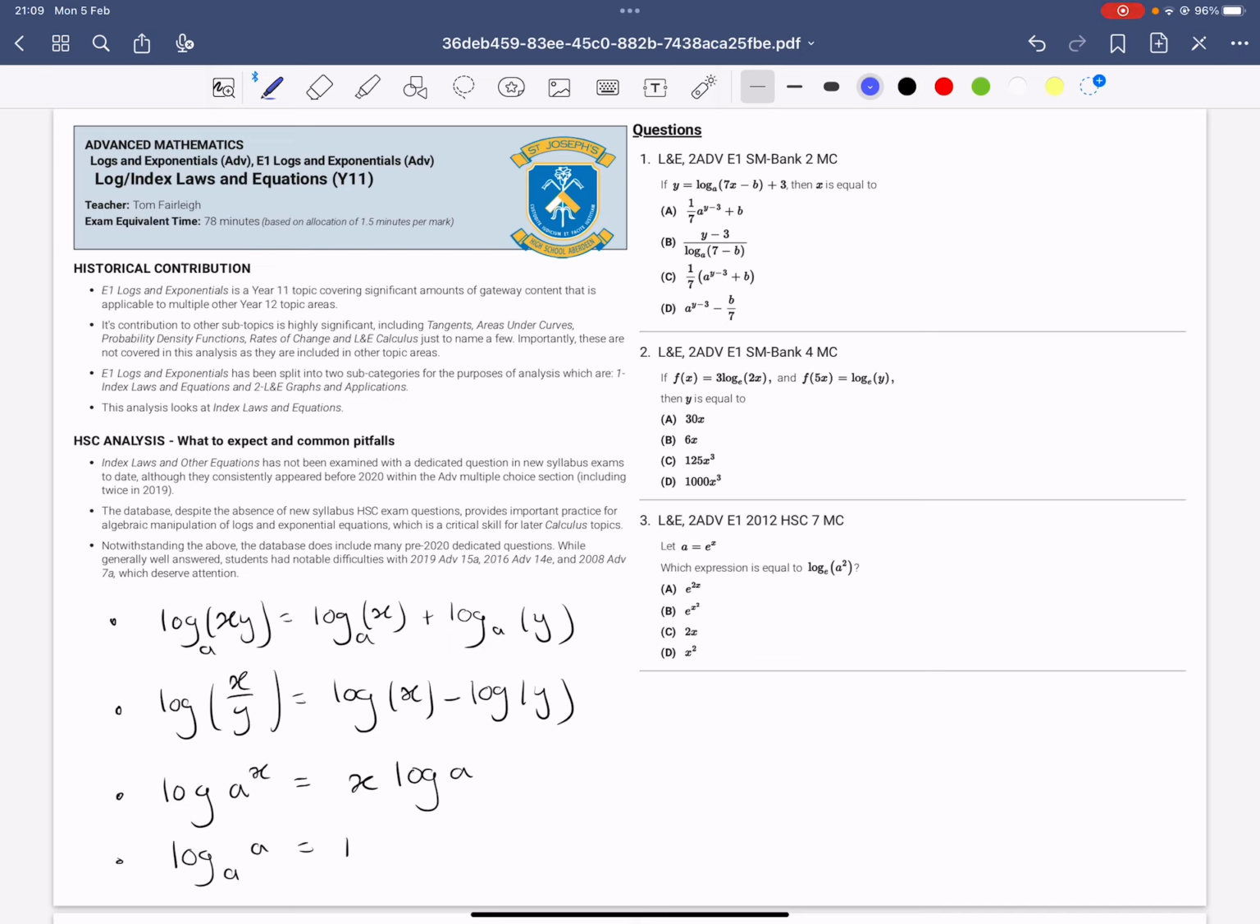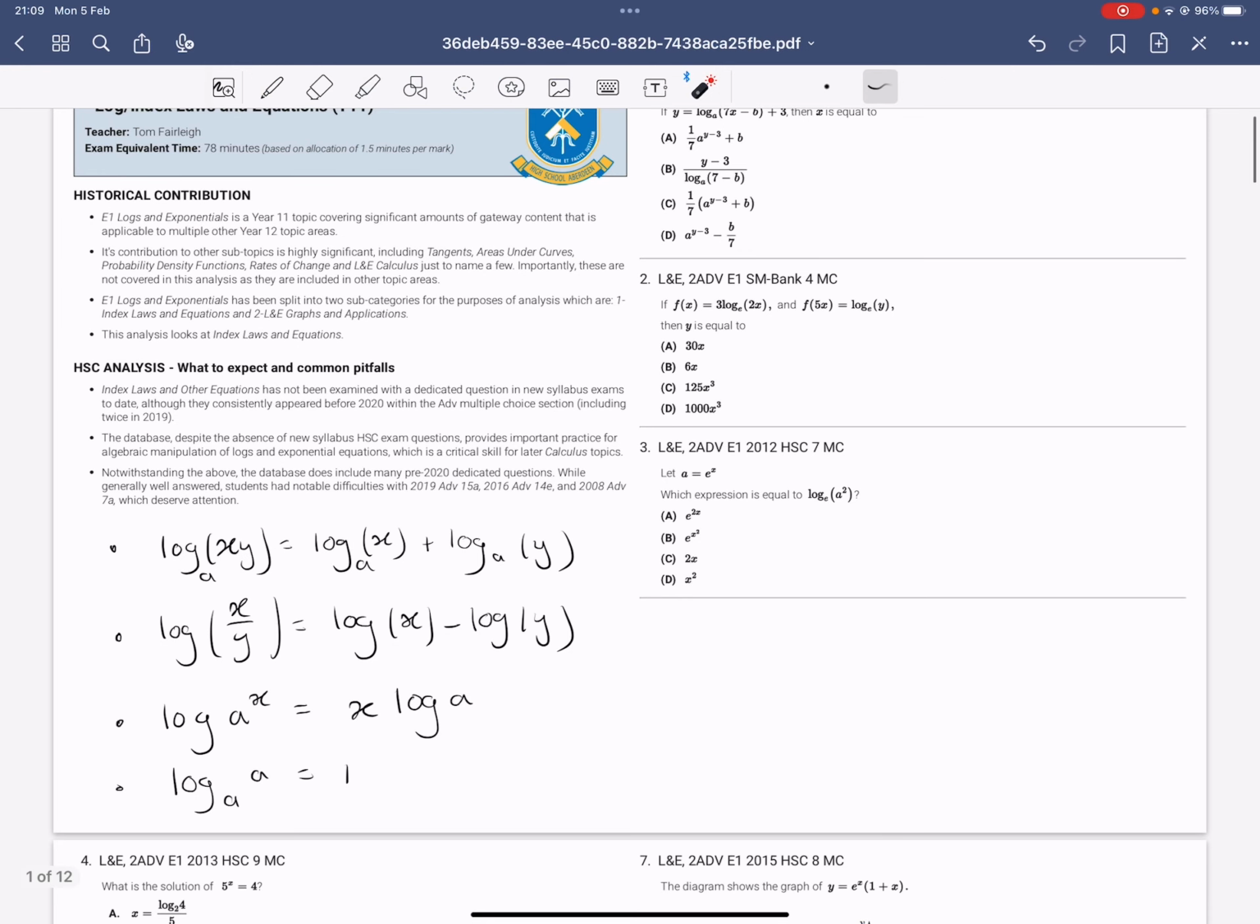Number 1, the product rule of logarithms. Log base a of xy, so timesing together, is equal to log base a of x plus log base a of y. Then we've got the quotient rule of logarithms. Log base a of x on y is log base a of x minus log base a of y.